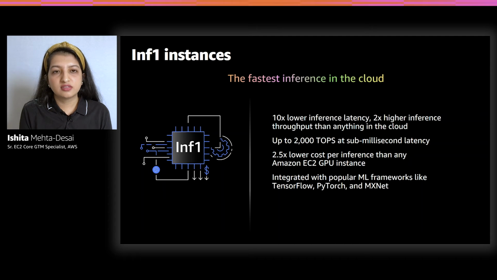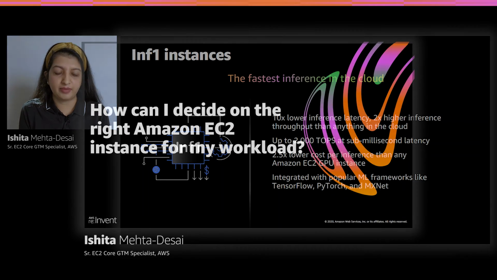Also, the Inf1 instances offer up to 40% lower cost than any Amazon EC2 GPU instances, which were already the lowest cost instances for machine learning workloads in the cloud. They also enable you the freedom to choose how to deploy your inference application, which means you can use all the popular ML frameworks, including TensorFlow, PyTorch, and MXNet.